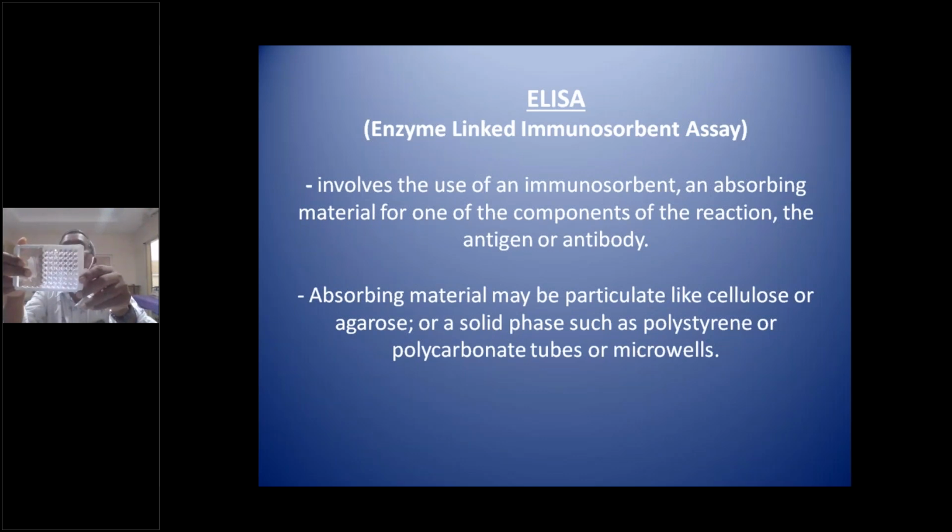This plate is called the ELISA plate. Please all of you note this down. Here there are 96 wells. The wells are polystyrene or plastic or polycarbonate tubes, or microwells. In these wells, we make the reaction between antigen, antibody, enzyme and the immunosorbent.